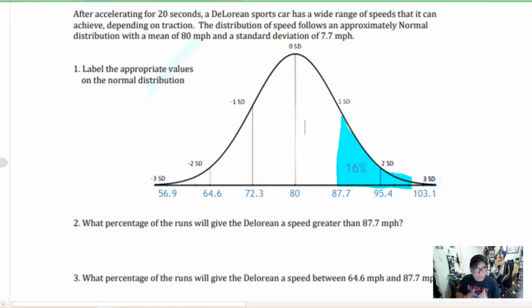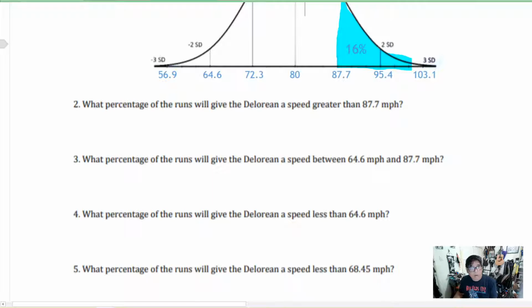And now just taking a look at the blue area, this says that anything greater than 87.7, all the way really to infinity, has an area of 16%. So the percentage of runs of a DeLorean with a speed greater than 87.7 is going to be 16%.